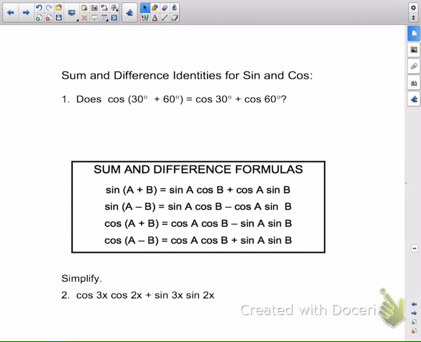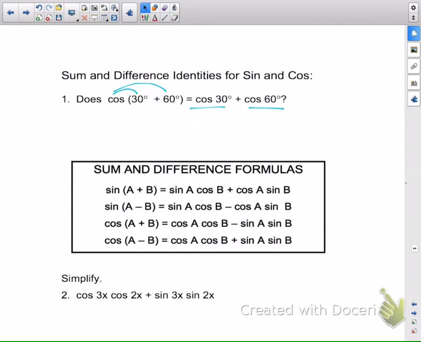The reason we need our sum and difference identities is because of the first question here. In order to do a first question like this, what most people want to do is say, oh, well, doesn't the cosine just distribute to both of these? Well, that's what you're seeing on the right-hand side, as if I distributed. It's an easy question to see, does this work?